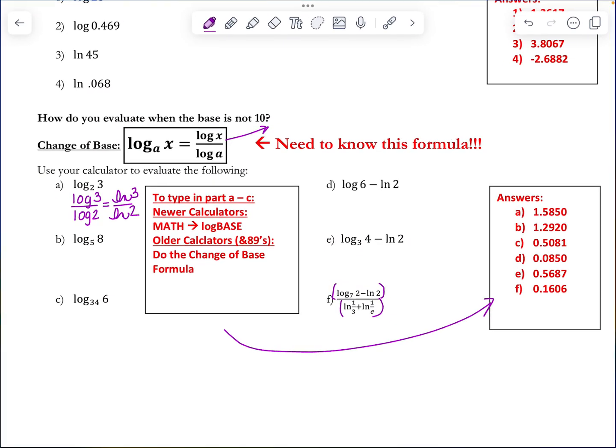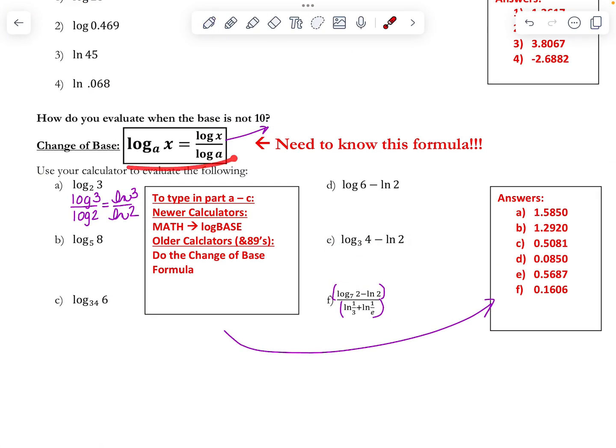But it is super important that you know this and you know it's also equal to natural log, because, hint, hint, you may have some multiple choice questions like that. Okay, so I want you guys to make sure that you practice all of these and you get these answers.